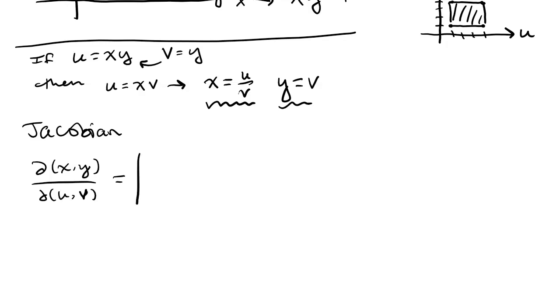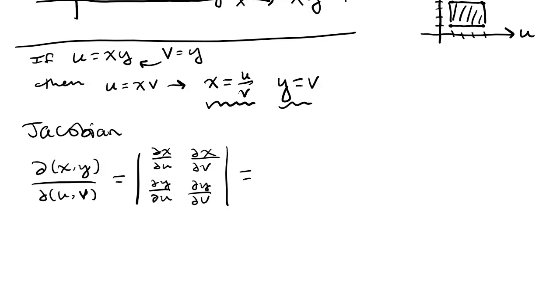So we'll set that up in our determinant form. So we need the partial of x with respect to u first. So the partial of x with respect to u, partial of x with respect to v is what will come next, partial of y with respect to u, and then the partial of y with respect to v.